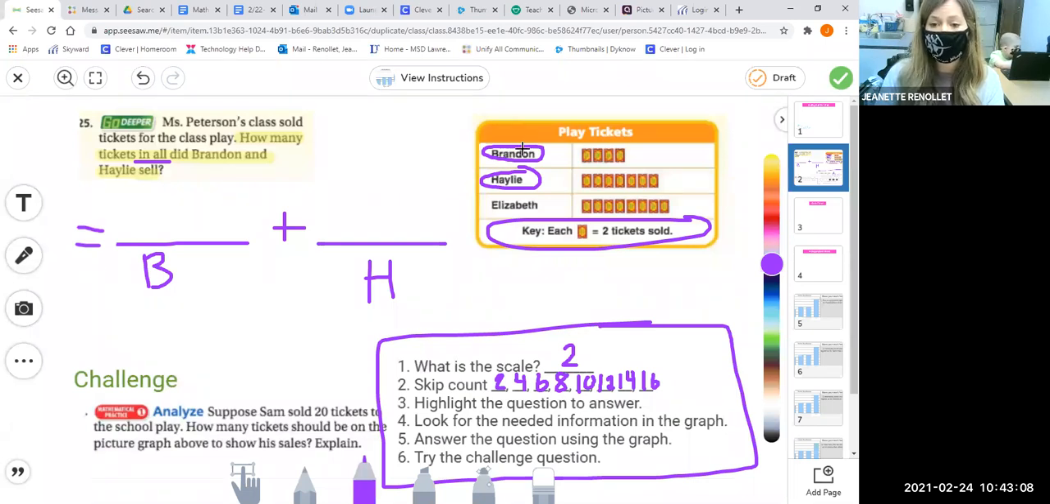First of all, let's look at Brandon. I noticed 4 pictures, 4 symbols for Brandon, but I know he didn't just sell 4 tickets because my scale tells me I'm counting by 2s. So for Brandon, I'm going to count by 2s to determine how many tickets he sold. So 2, 4, 6, 8. Brandon sold 8 tickets. So I can fill in my information and say Brandon sold 8 tickets.